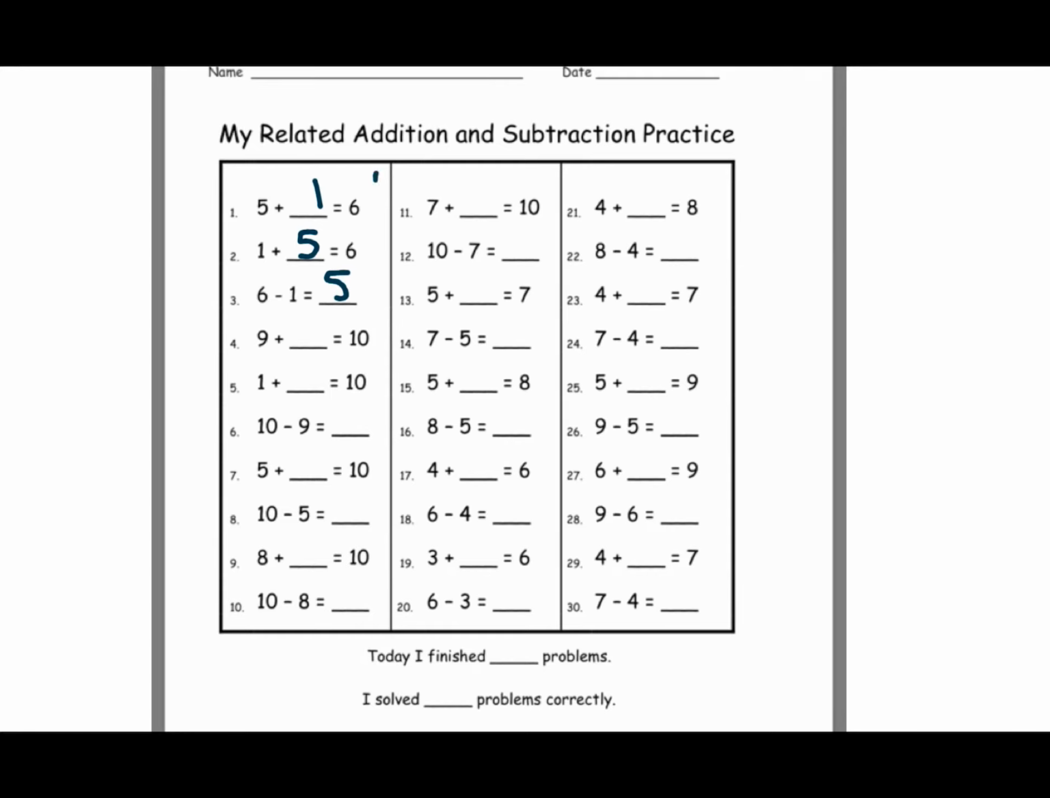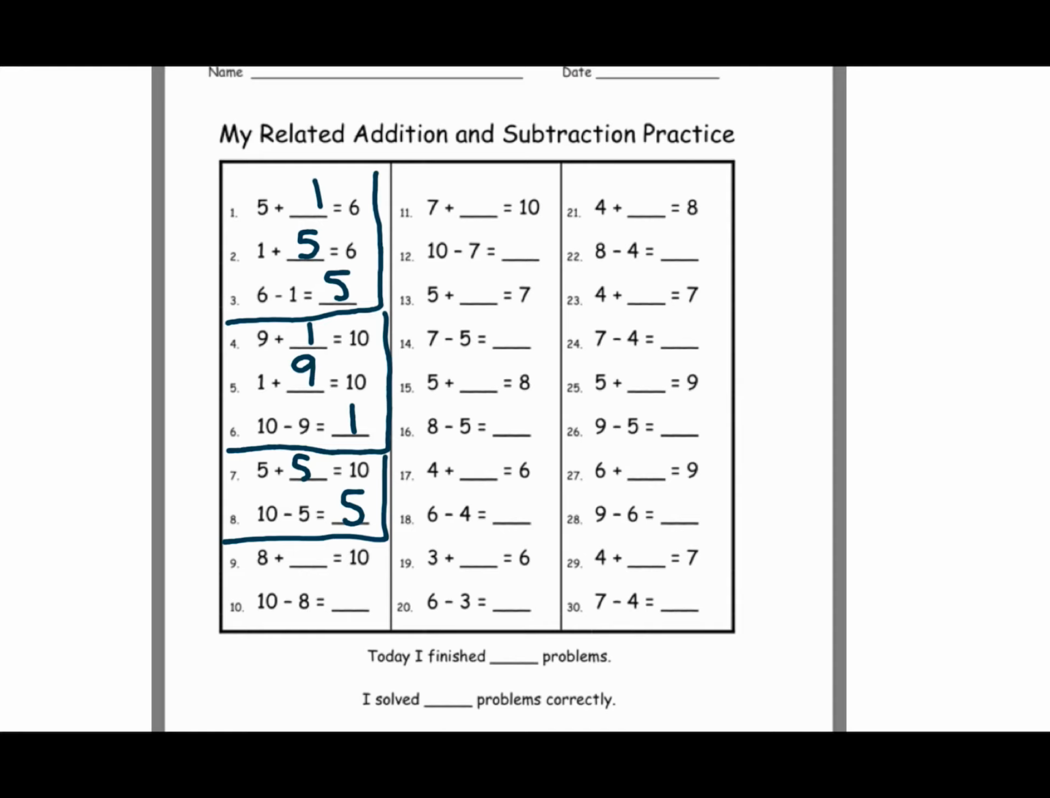And boys and girls, this is a family. Number 4, 1. Number 5, 9. Number 6, 1. And boys and girls, this is a family, or it's a pattern, either way. Number 7, 5. Number 8, 5. Boys and girls, this is a family.